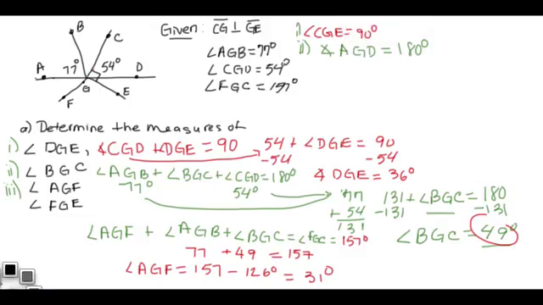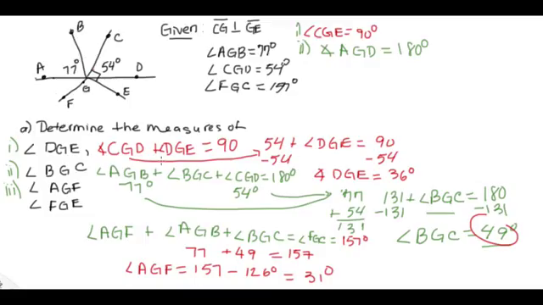Now the last angle we're looking for, angle FGE, we can find from subtracting all of the previous angles. So we're looking at FGE, which is here. We just got angle AGF is 31. We have AGB is 77. We have BGC is 49. We know that CGE equals 90. So if you add them up, we can just add.